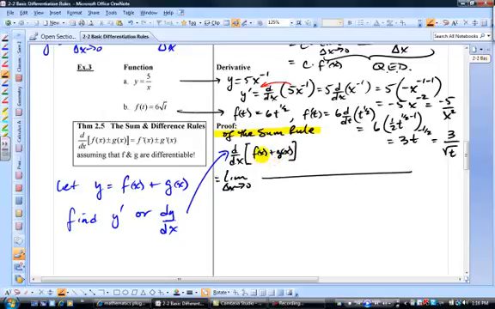So I need to substitute x plus delta x in two locations, here and here. So here we go. So f of x plus delta x plus g evaluated at x plus delta x. Alright, and now I have to subtract the function itself, which is f plus g. So f of x plus g of x, all divided by delta x.